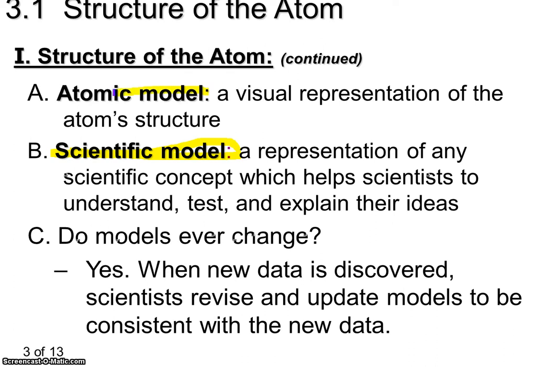The atomic model, which we're concerned about in this chapter, is a visual representation of the atom, and we're going to talk about in our next lecture how that representation has changed as scientists discovered new things about the atom.